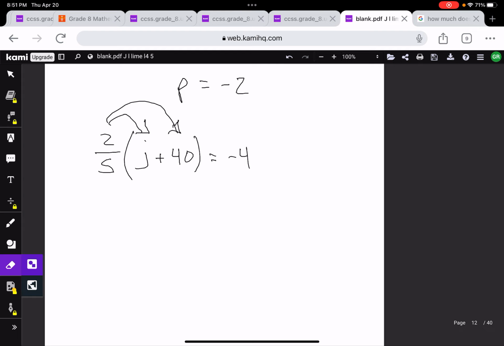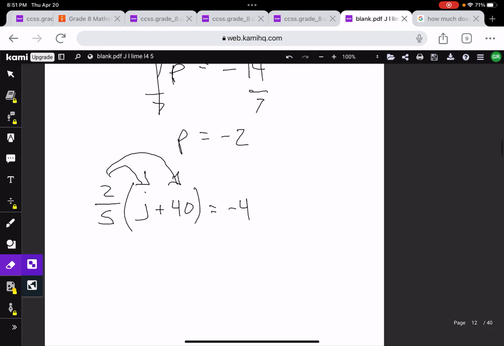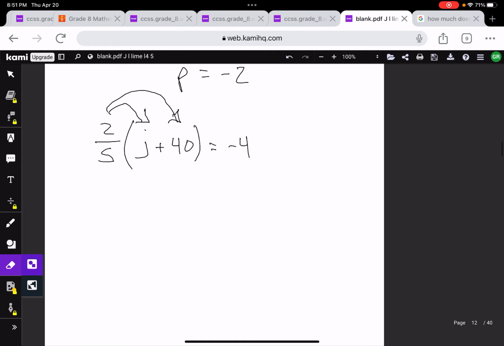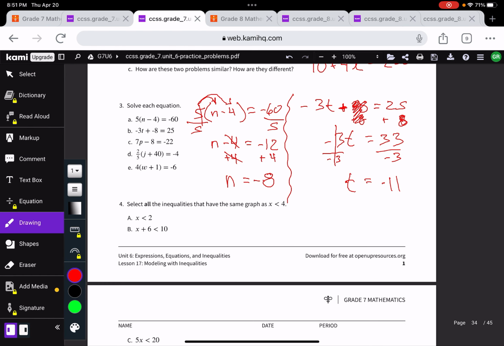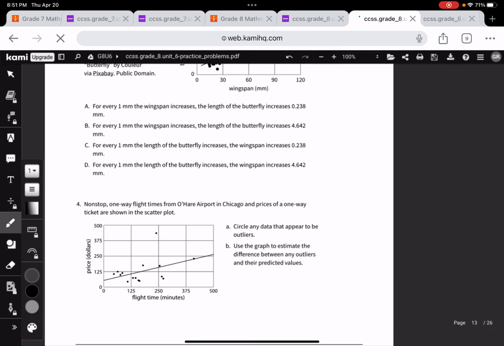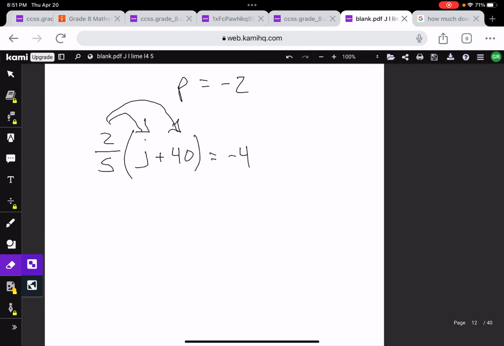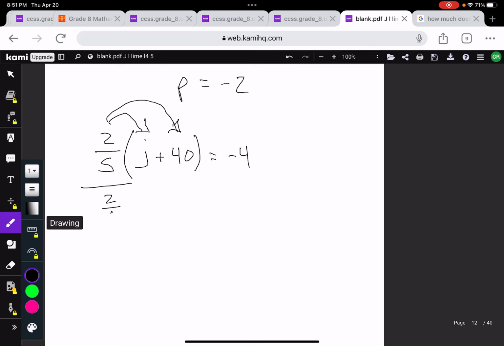Or I could go ahead and start off, and if I remember in the previous problem, where was that other one? What did I do? Here, I divided each side by 5. I'm going to do the same thing, except the number's not 5. Ignore 8th grade stuff. The number's 2/5. So I'm going to divide this side by 2/5, and I'm going to write it like this so that you can see.